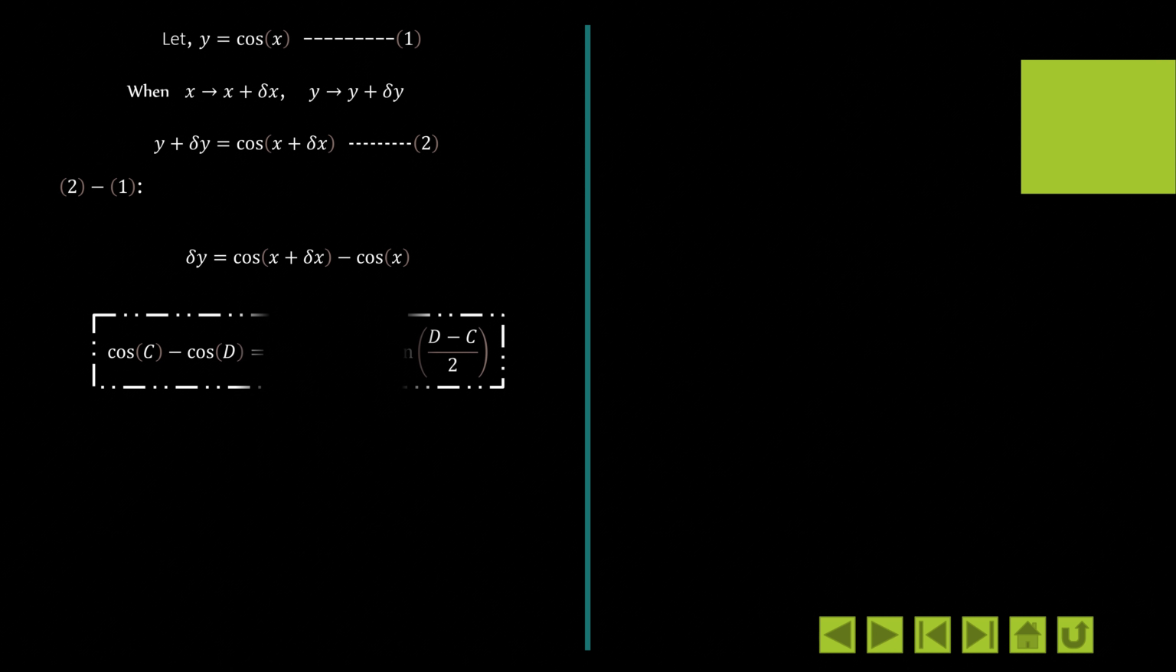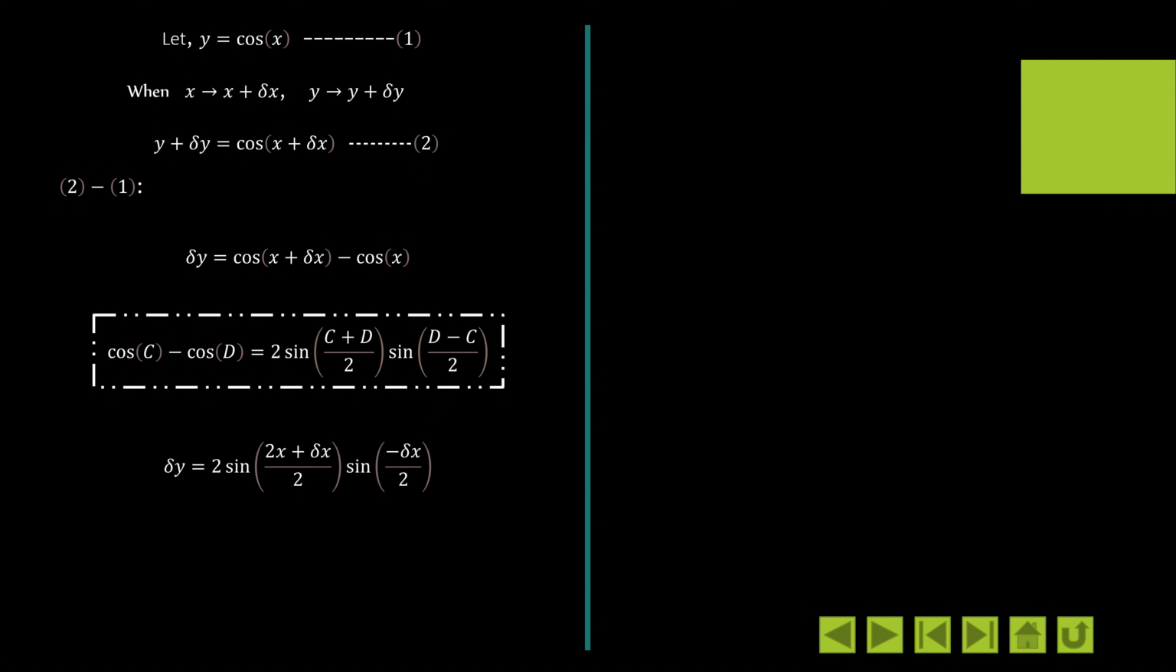To turn this difference into a product, we apply the standard difference of cosines trigonometric identity. Simplifying the angles carefully gives us 2 sine of (2x plus delta x) over 2 times sine of (minus delta x) over 2. To change this expression into a rate of change, we divide both sides by our independent variable increment, delta x. This prepares our expression for the limit process.